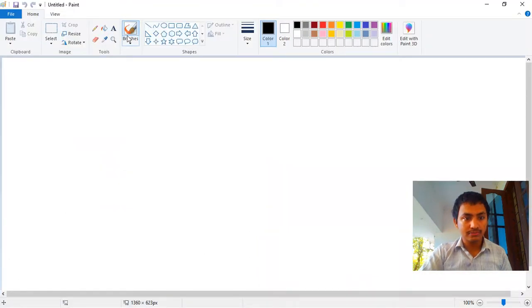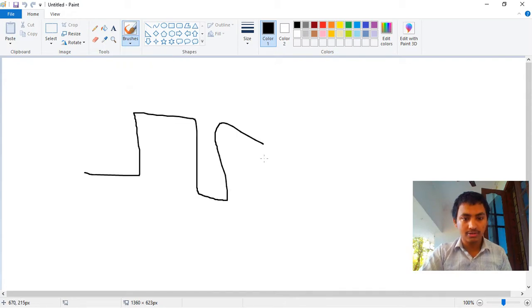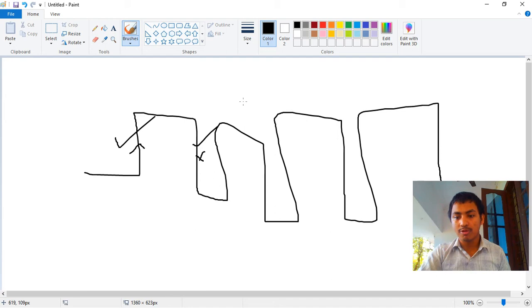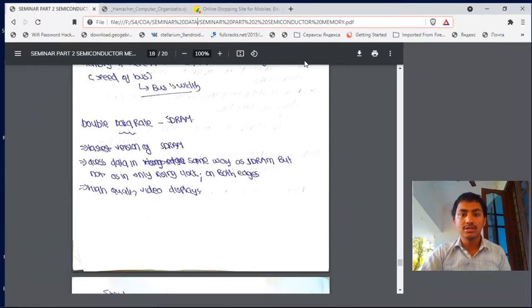So this is the clock pulse, the kind of clock pulse you will always see. This is the rising edge and this is the falling edge, so data will be accessed from here and here. The advantage is that the data cycle is initiated on both edges, both the rising edge and the falling edge. That is the double data rate. So that is the advantage.